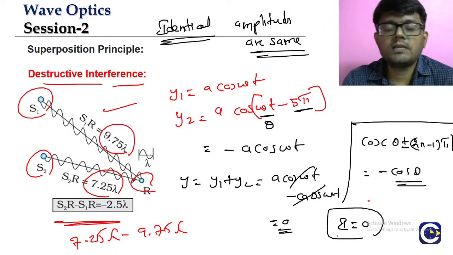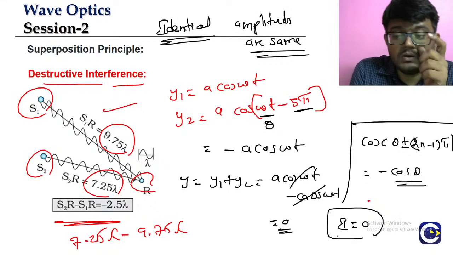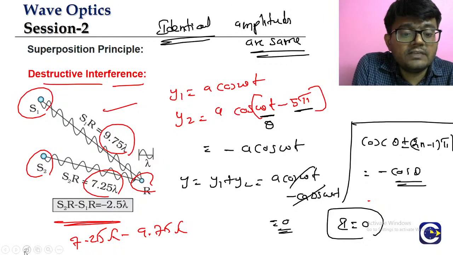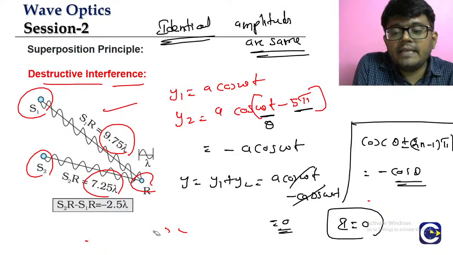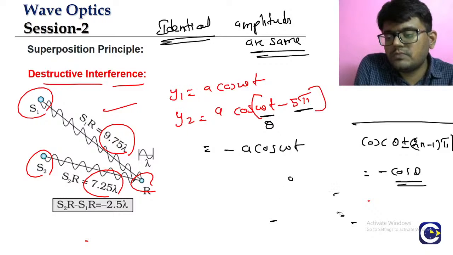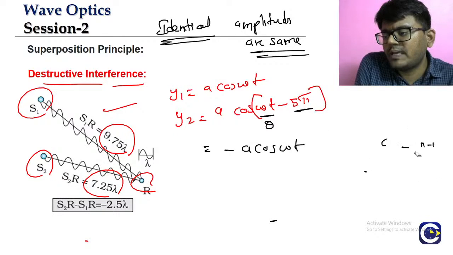Okay, so this is about the destructive interference cases. Now, what is the path difference we are having here? Minus 2.5 lambda, which we can say is, minus 2.5 means 5 by 2, right? 2.5 means 5 by 2.